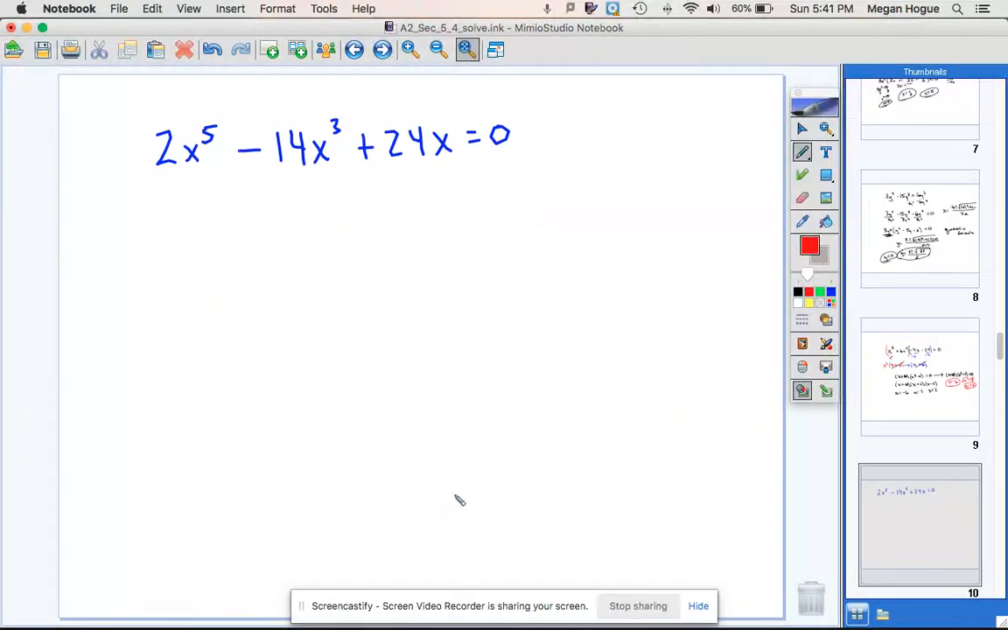All right, here's another one. 2x to the 5th minus 14x cubed plus 24x. This might be a good one for you to pause and try it on your own before I go through it.